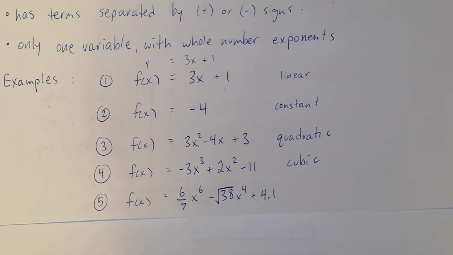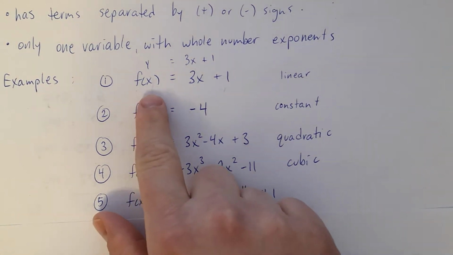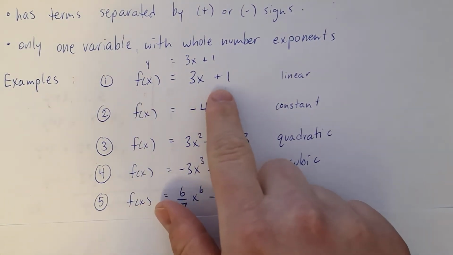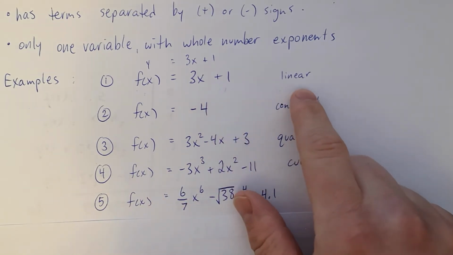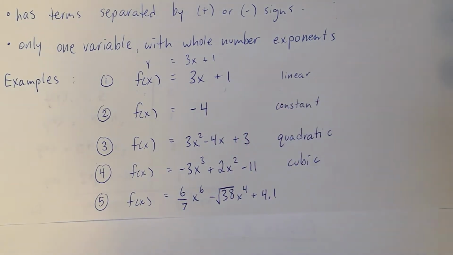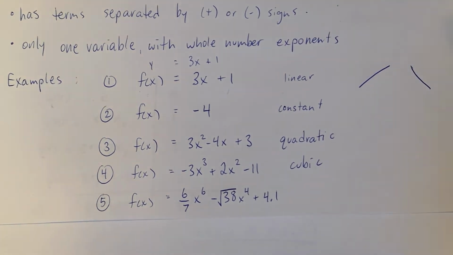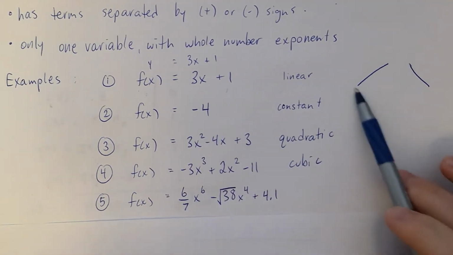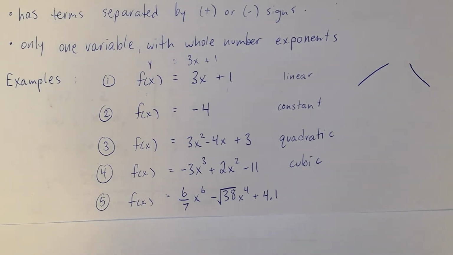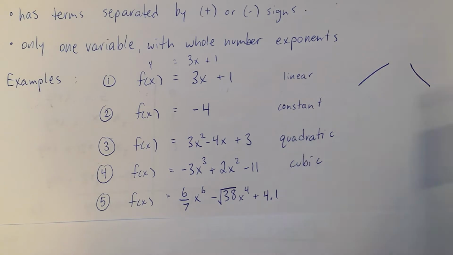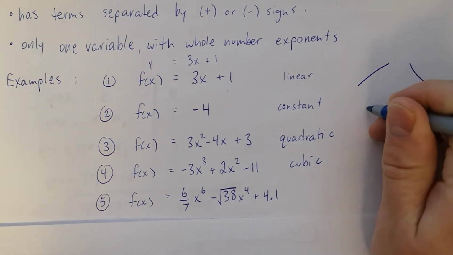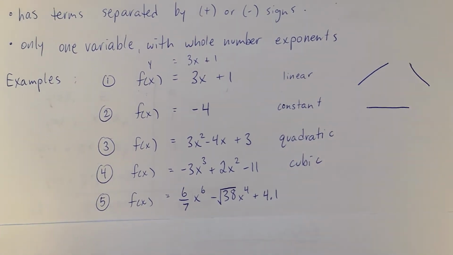So I've got 5 examples here. f of x equals 3x plus 1. You call that a linear function, and that just means it's a straight line. So if I sketched it, it'd look like this, or like this. 3x plus 1 would look like this one. We have a positive slope. All right, the second example here is just f of x equals a number. You call that a constant function, and the graph is just a horizontal line.